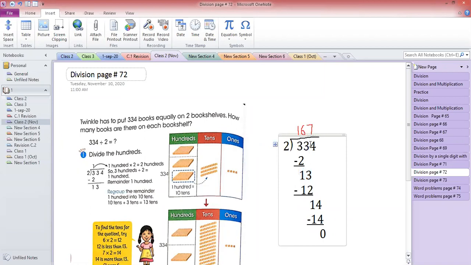Now you are done with these two 3s. Drop this 4 down and check now in the table of 2 whether 14 comes or not. So it comes in 7 times. Or how many 2s are there in 14? There are 7 2s. So 167 is the answer. In that way, you have to complete. Right? So let's move to one more example.